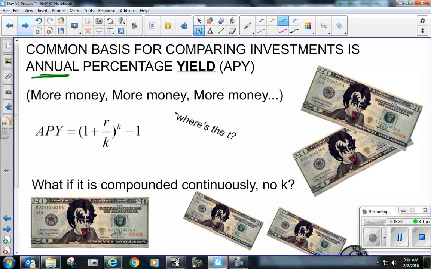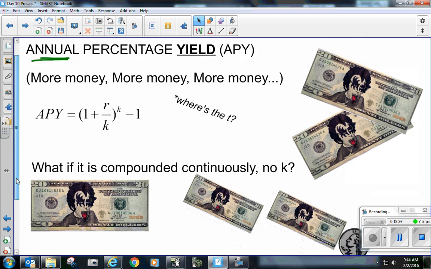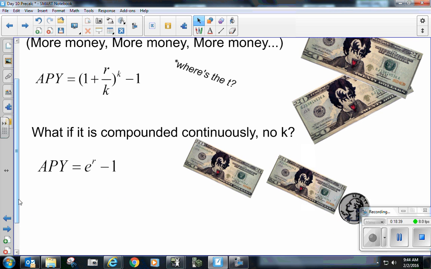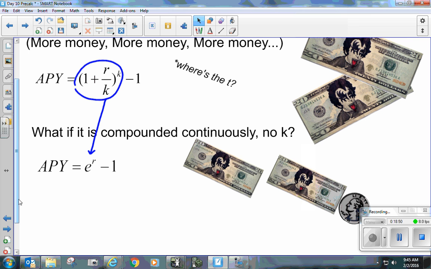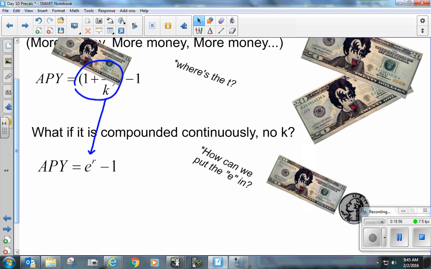Oh, but what happens if it's compounded continuously? That's much nicer and cleaner. E to the R minus 1. The e to the R literally replaces this right here. It becomes e to the R. I'm going to show you something. All right? Now, how do we get the e in there? Well, if it's compounded continuously, that's what we always use.